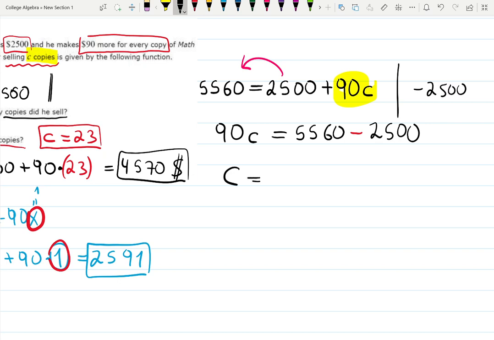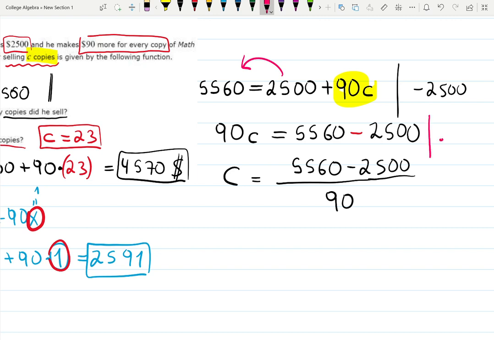Finally, C will be all the right-hand side. 5560 minus 2500 all over 90. What is going on? I'm dividing by 90 because I want to completely isolate C. That means I will divide by whatever is standing in front of C. That's 90. And grab your calculator, and again, don't forget, put parentheses like this before you divide, or else your calculator will not like it.